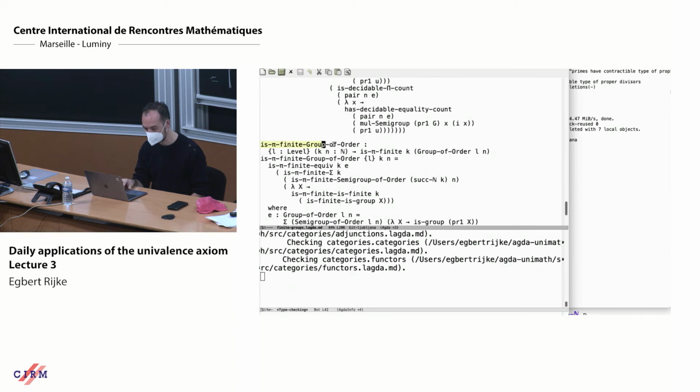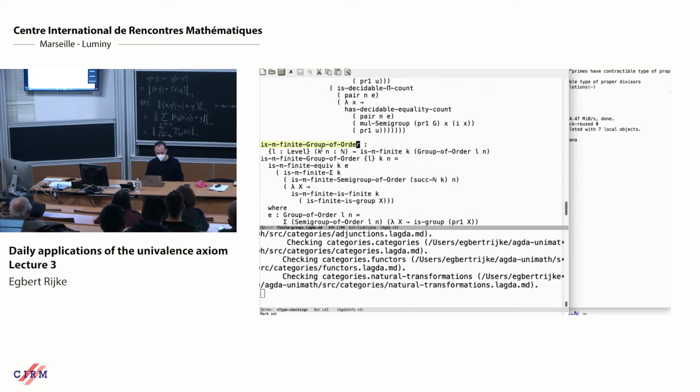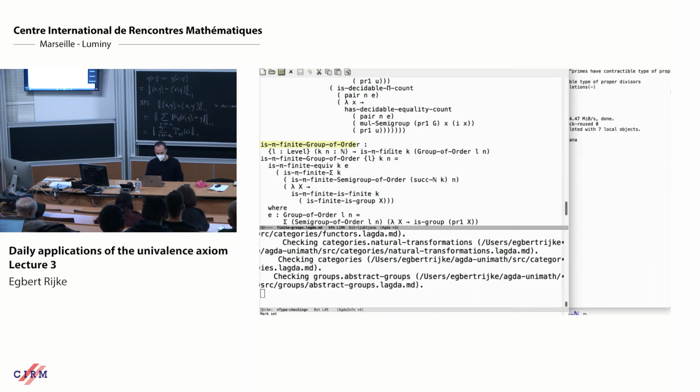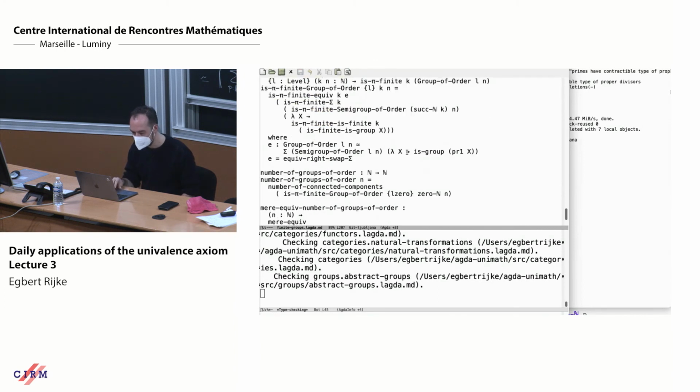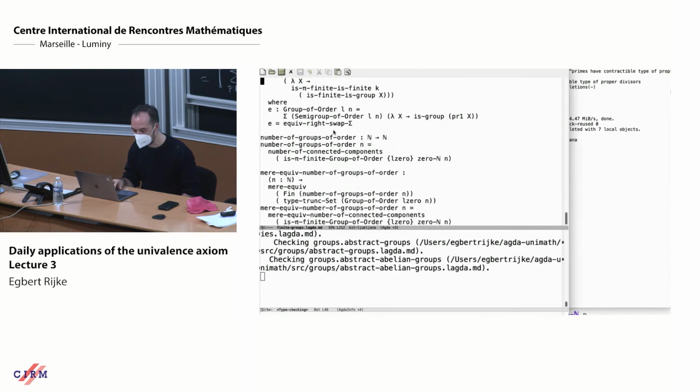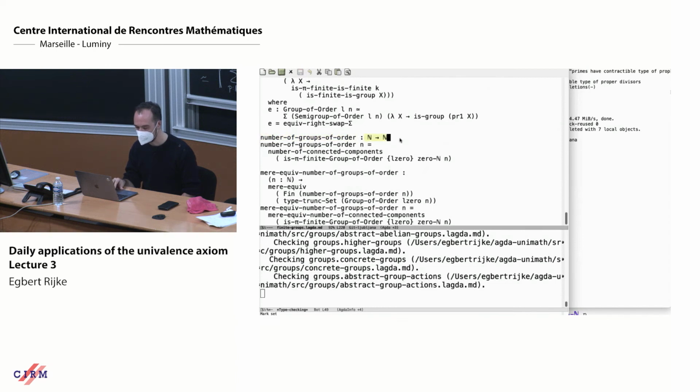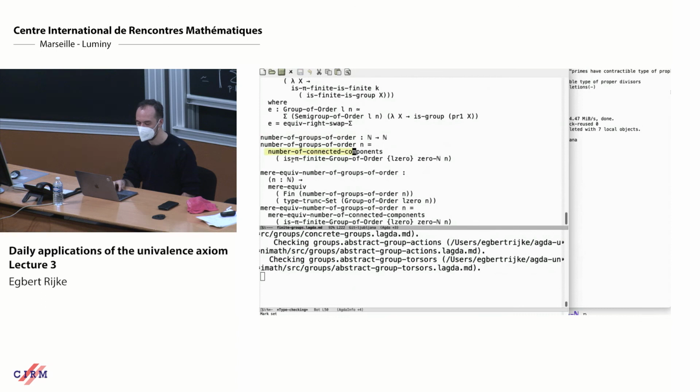Here's the theorem that we just saw for groups. Is pi finite the groups of order n? Actually, I prove here that it's pi finite for any k, but that's just the triviality. And then I get this. The number of groups of order n is a natural number. So here I constructed a function from n to n. And this takes the number of connected components. So that's a function that returns a number from knowing that the number of connected components was finite.